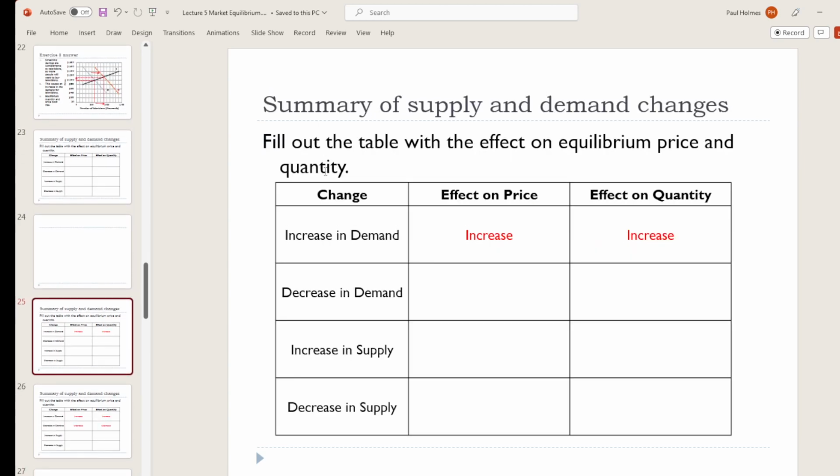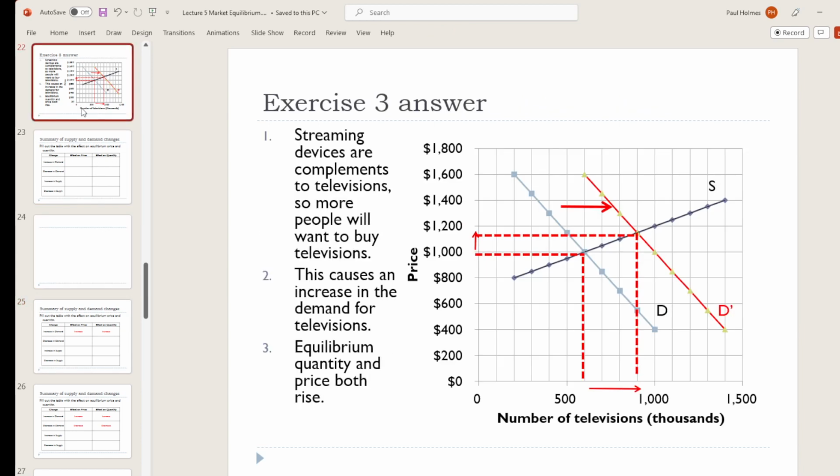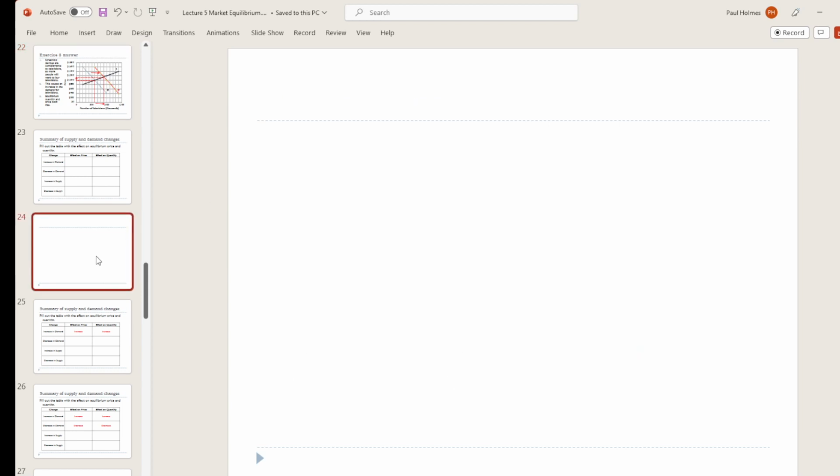In fact, every time that you do one of these, assuming you've got a normal upward sloping supply curve, downward sloping demand curve, and you shift that demand curve to the right as an increase in demand, you're going to end up with an increase in price and an increase in quantity. And so if you just want to memorize that, that's just fine. For me, I was never great at memorizing things.